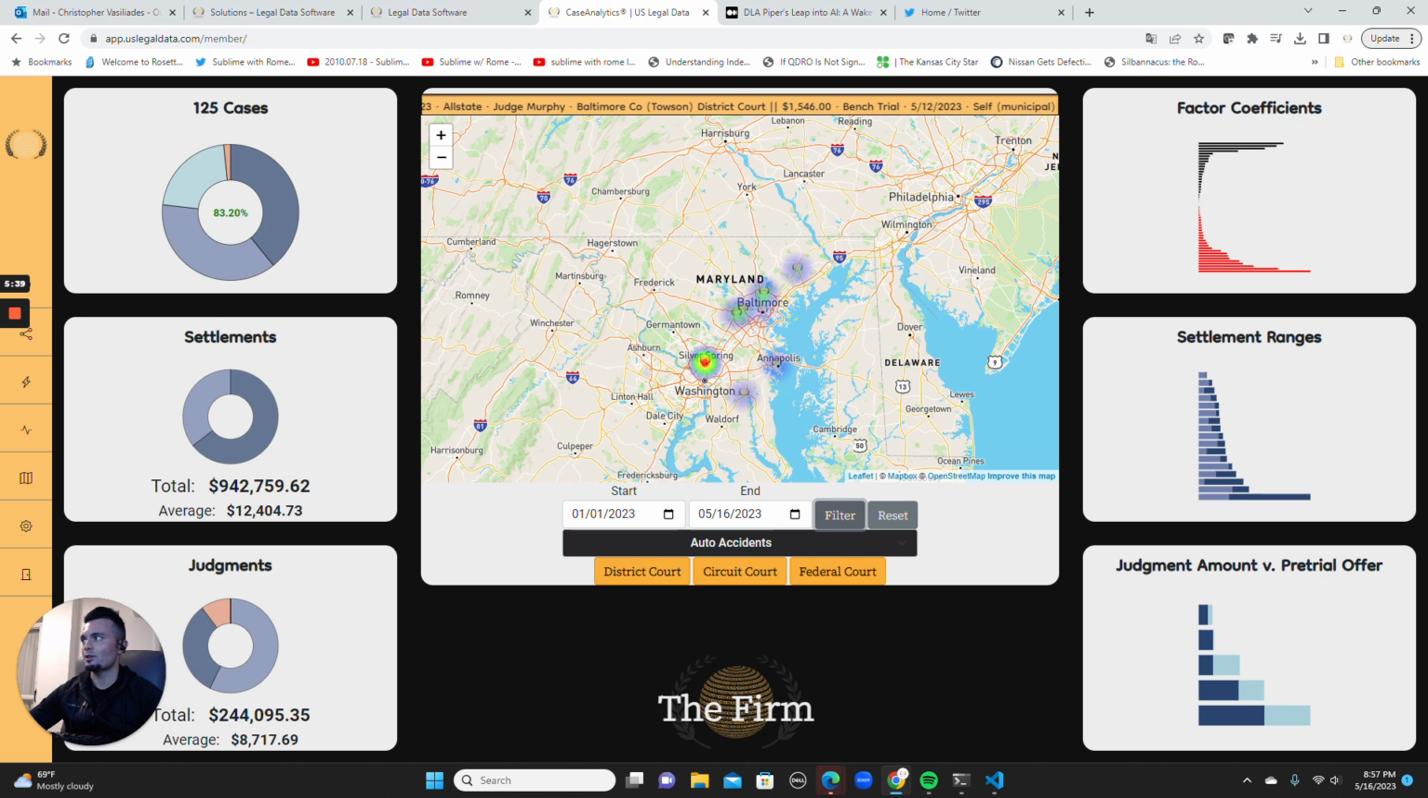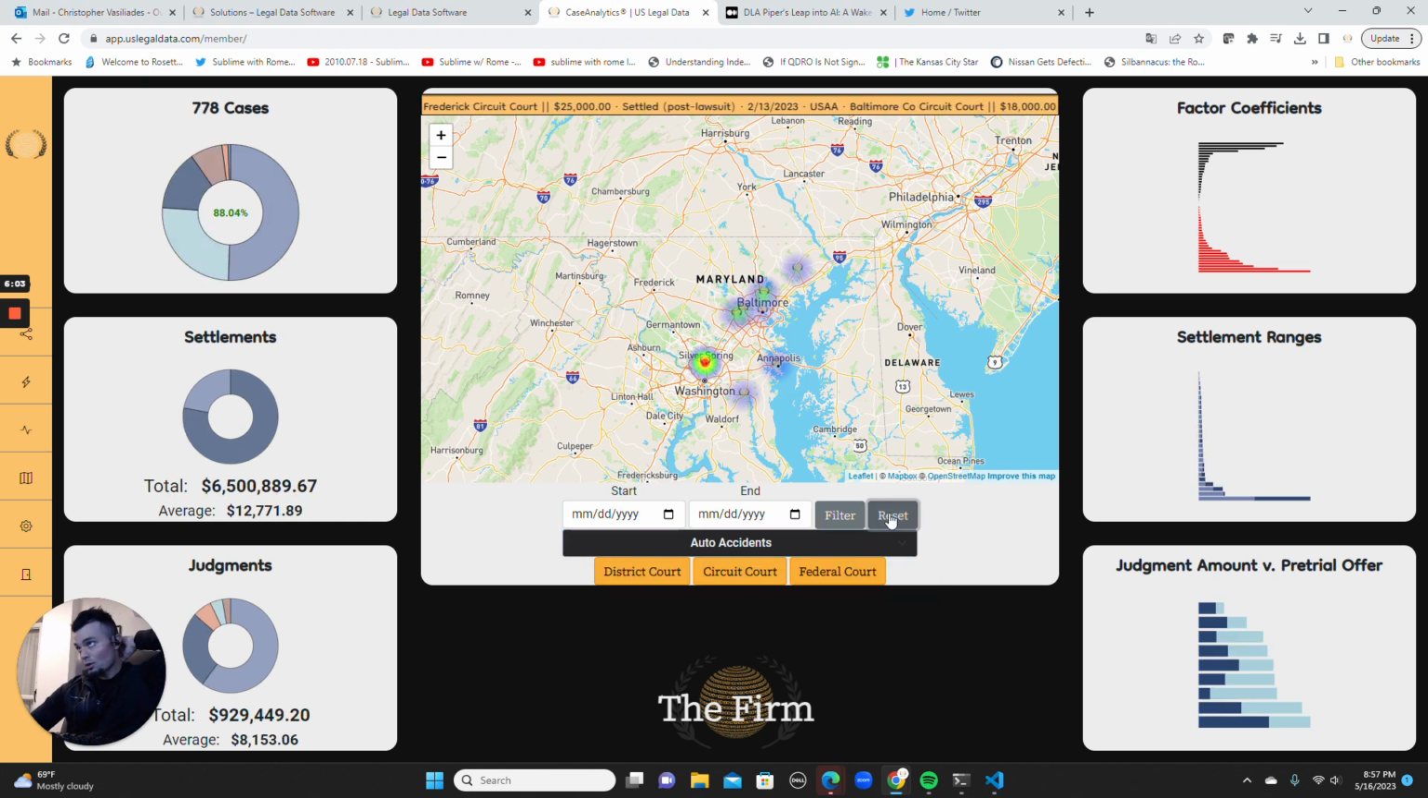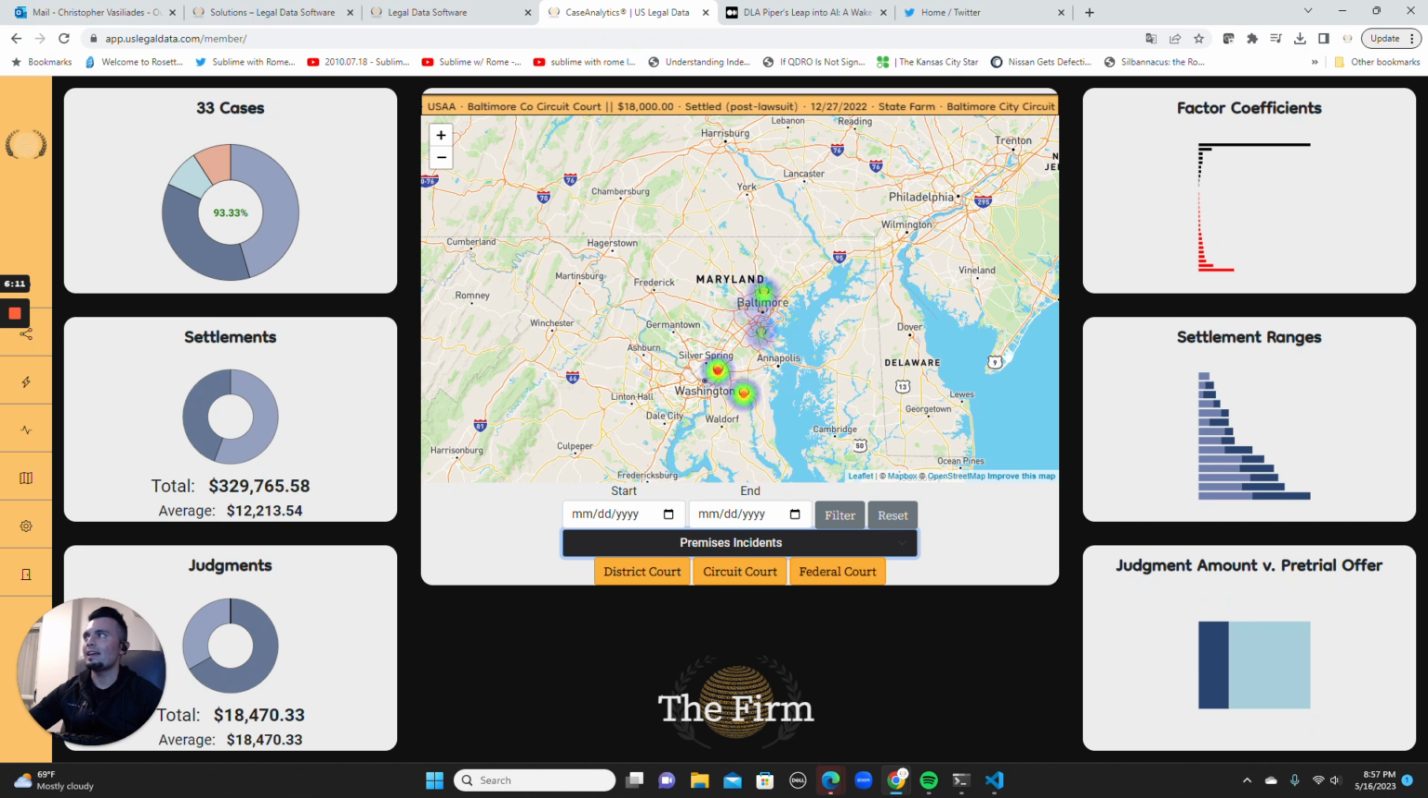So for example, this firm this year, almost 1 million in settlements, 250,000 in judgments, 125 cases resolved. These are for auto accidents, right? And then you can also click over, and same applies for these two graphs in the bottom right. Same applies for the heat map. The entire analytics dashboard readjusts for that time frame. And you can also reset it. If you click reset, it goes back to how it was with all the firm's data. And then for premises incidents, you can click on that, and then the analytics will readjust for the premises incidents.